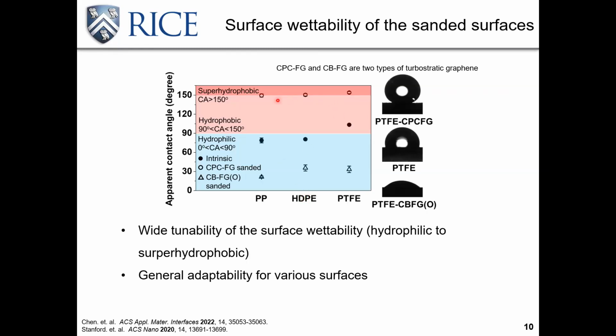For example, we at first tried 3 different substrates. Some of them, like polypropylene and high-density polyethylene, are slightly hydrophilic, and the polytetrafluoroethylene is slightly hydrophobic. And also, we tried 2 different additive materials. One is hydrophilic, and the other is hydrophobic. So when we use the hydrophobic powder to sand the surface, we can see the sanded surface can be superhydrophobic. And when we use the hydrophilic powder, on the other hand, we can see the surface becomes more hydrophilic compared with the unsanded substrate. This result indicates that we can change the surface wettability in a large range based on different substrates and powder additives.